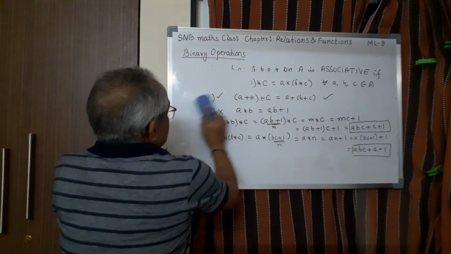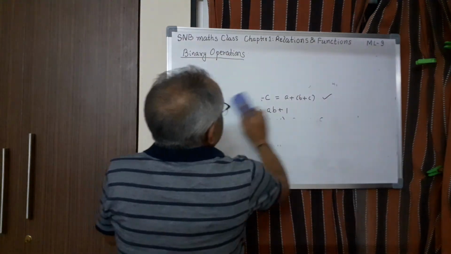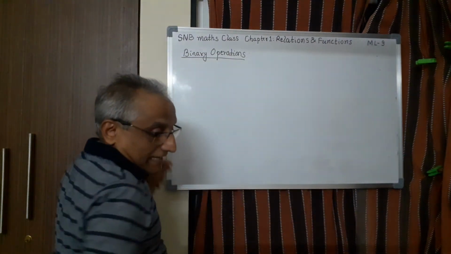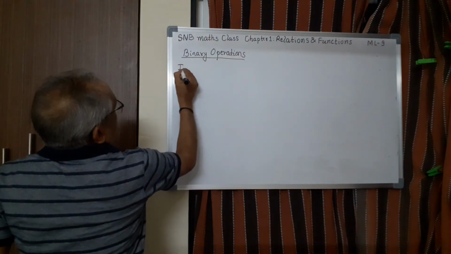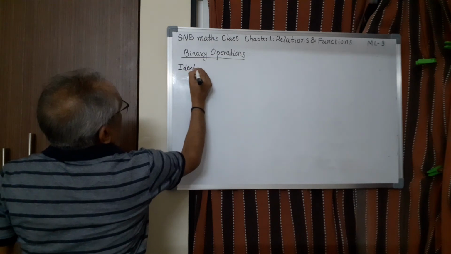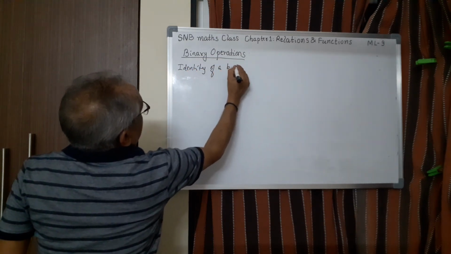The next concept is the identity element of a binary operation. This you should be careful. So the third one is identity of a binary operation.